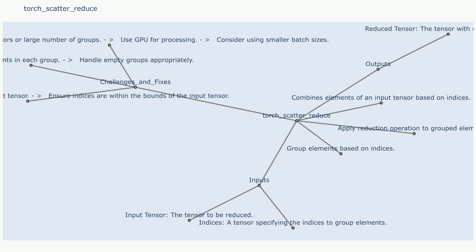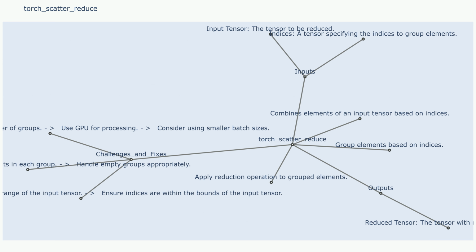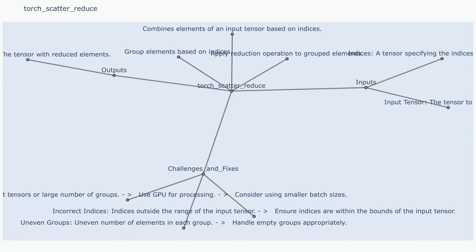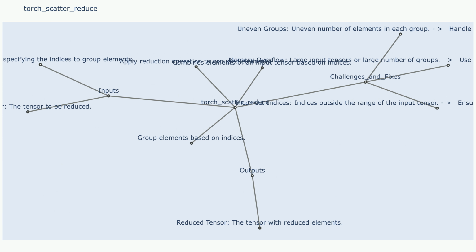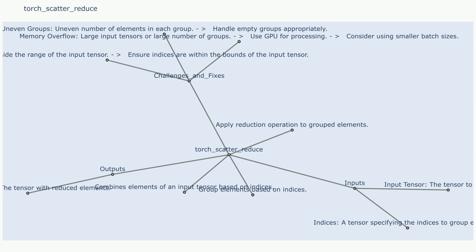Steps. 1. Scattering: the function iterates through the input tensor based on the provided indices. The input values are scattered into the output tensor, with values having the same index in the index tensor being grouped together. 2. Reduction: for each group of elements corresponding to the same index in the index tensor, the specified reduction operation, e.g., sum, mean, is applied. The result of the reduction is then stored in the output tensor at the corresponding index. Challenges and fixes. Challenge 1: incorrect index dimensions.